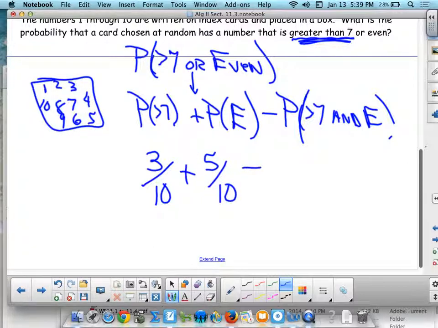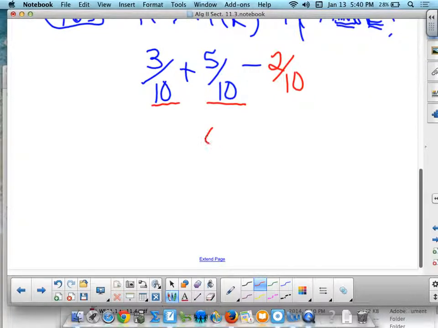Now, if this was mutually exclusive, you wouldn't even have to subtract anything. But is there a chance there's a number in there that's greater than 7 and it's even? Well, what numbers are greater than 7 and even? I believe 8 and 10. So there's two numbers in there that are greater than 7 and even. This would be 3 tenths plus 5 tenths is 8 tenths. 8 tenths take away 2 tenths is 6 tenths. Answer is 60%.